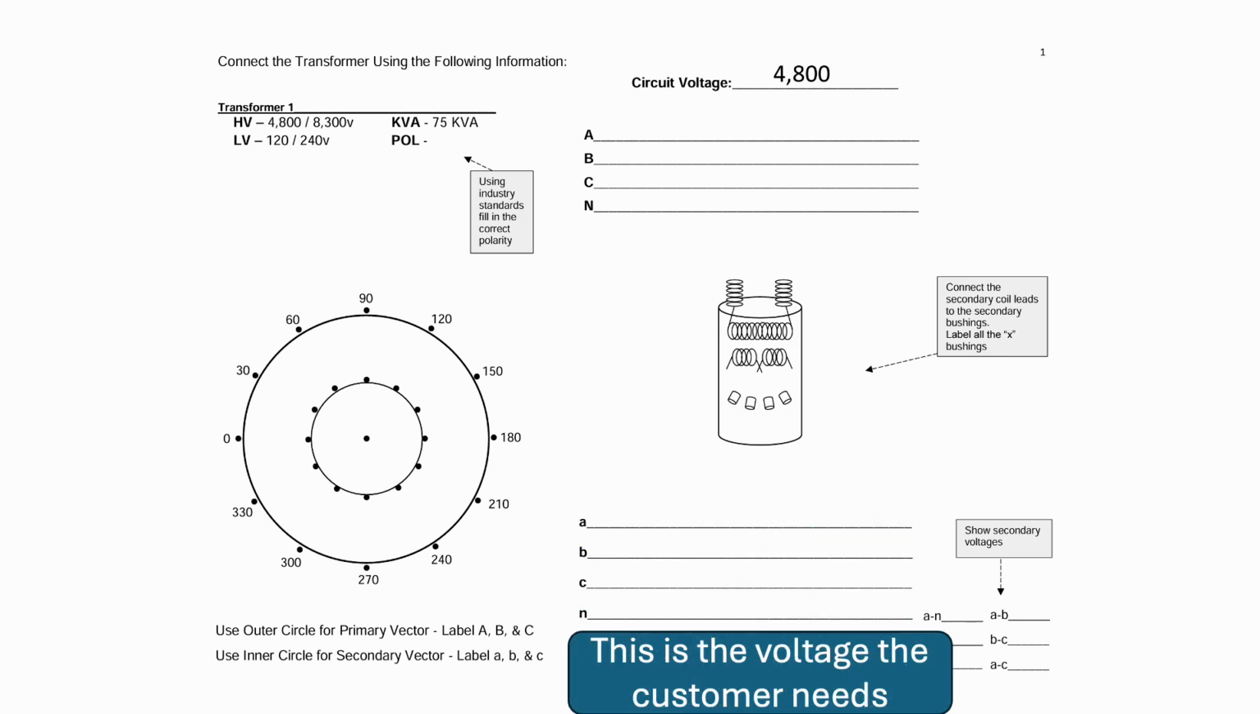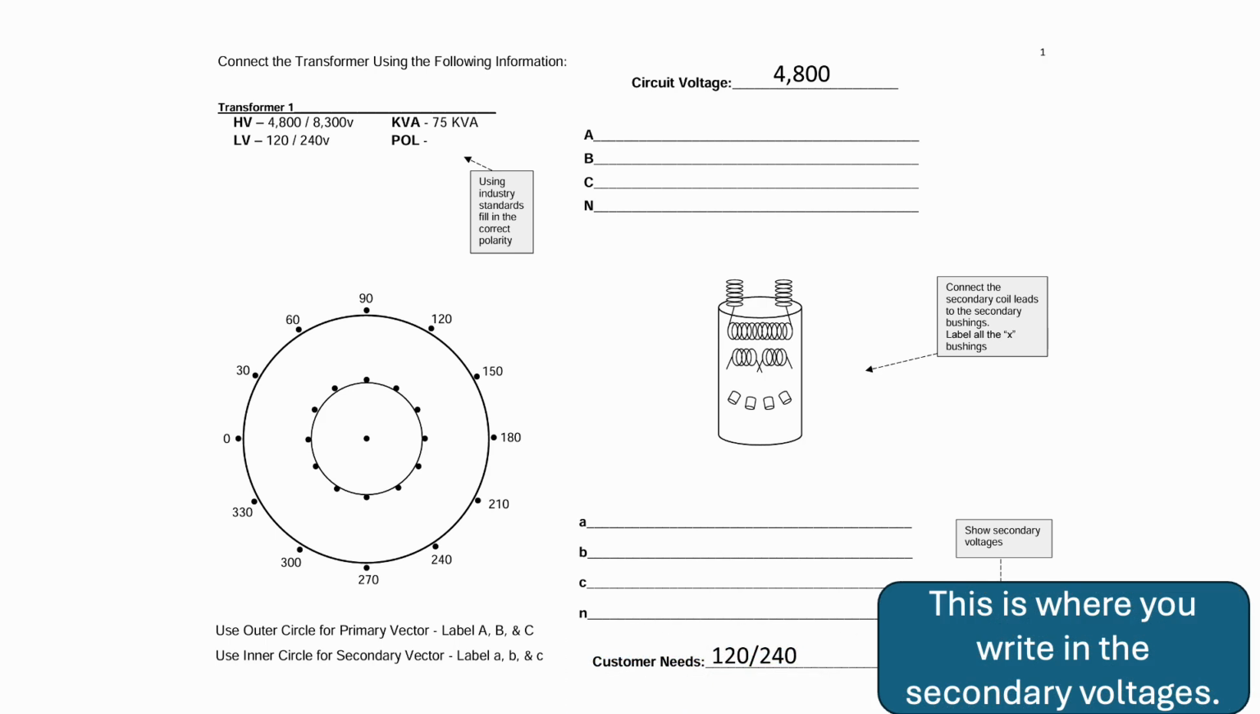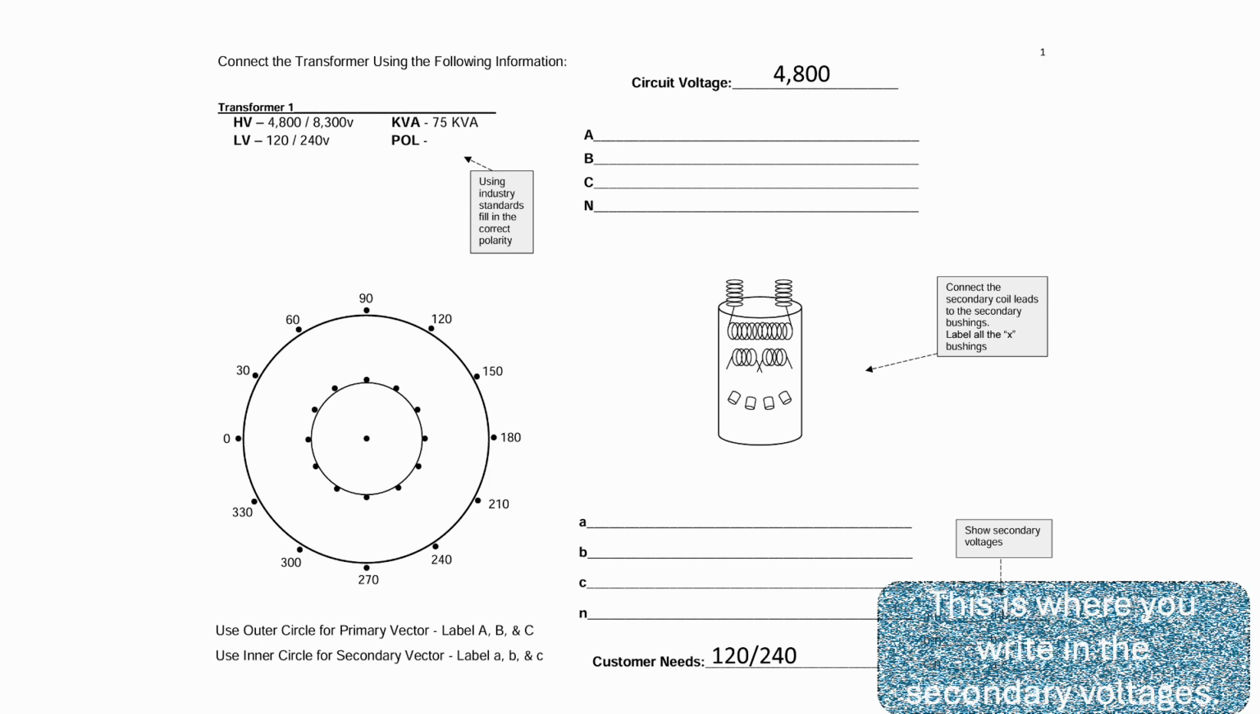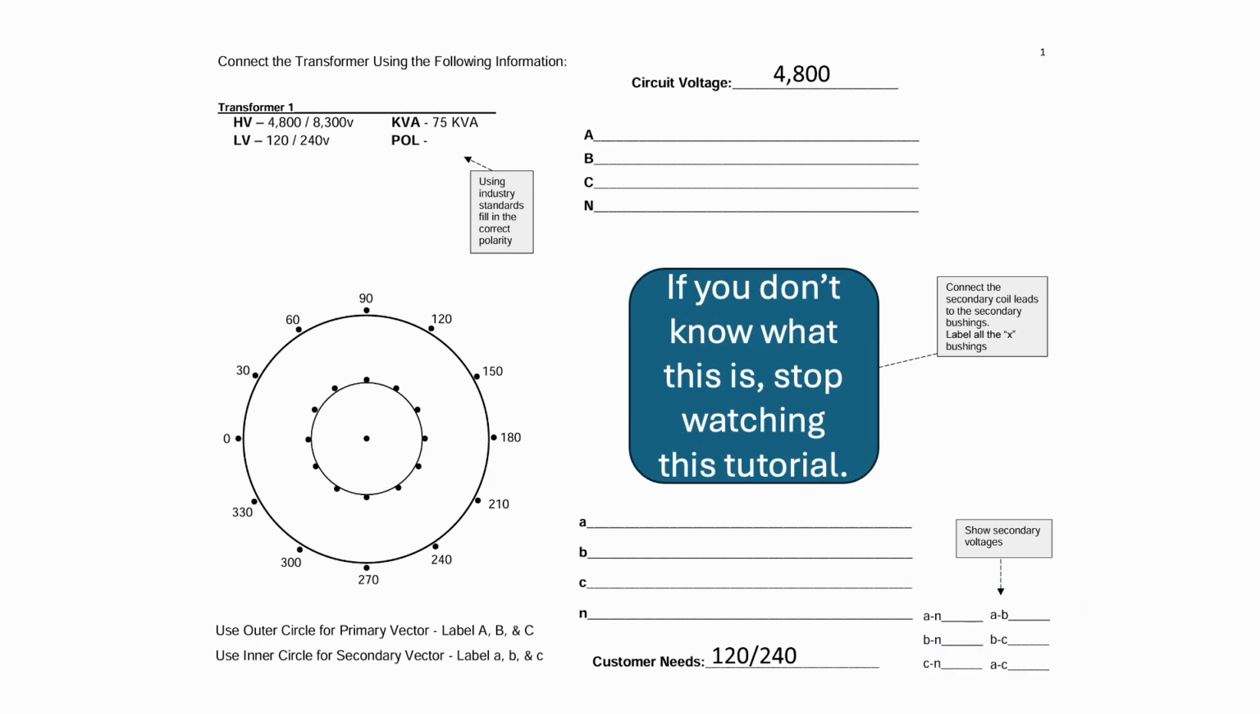Below that tells us what voltage the customer needs. The section next to that is where we write in the secondary voltages. And this obviously is a transformer.